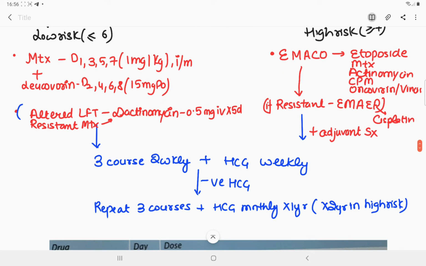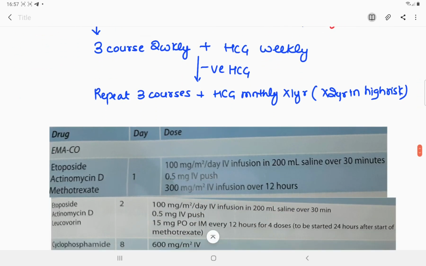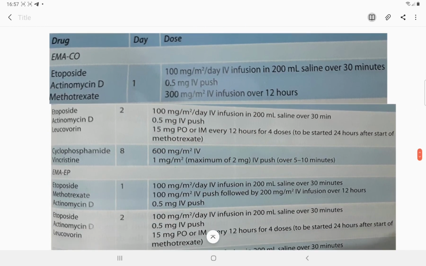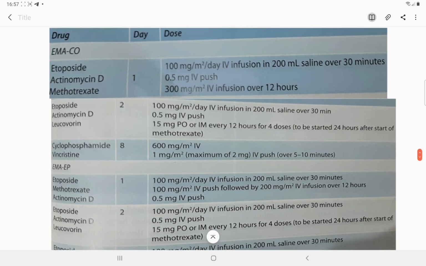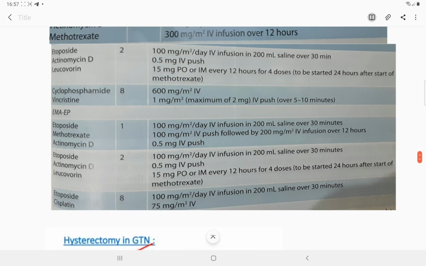After this, the cycle is repeated 3 times, at an interval of 2 weeks. Plus, weekly HCG is sent. After HCG comes out to be negative, 3 courses have to be repeated again, and monthly HCG is done for 1 year in low risk and for 2 years in high risk. This is the EMA-CO regimen and EMA-EP regimen.